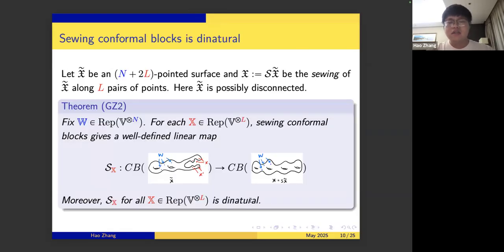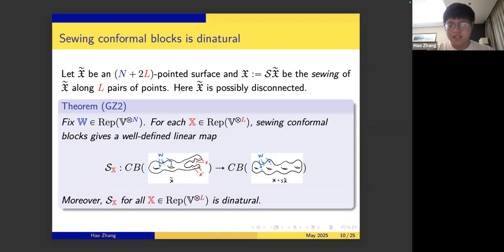Okay, so it is a dinatural transformation, but we expect this is not only a dinatural transformation, it will give us a coend. That is, you can write this conformal block space as the integral of the conformal block space on the left-hand side.